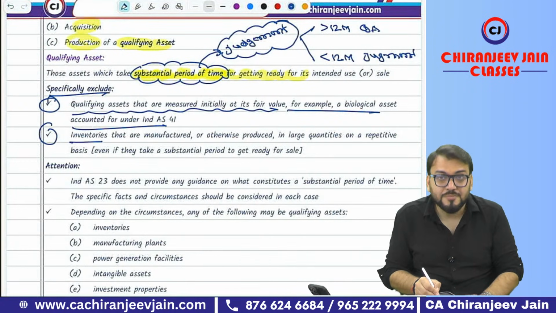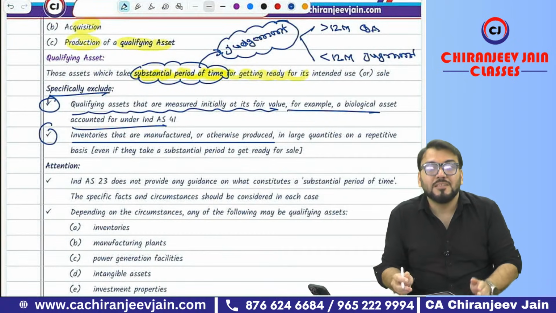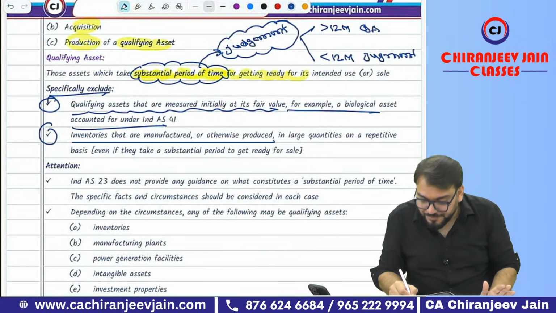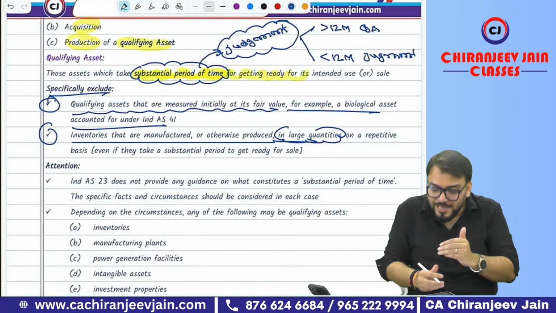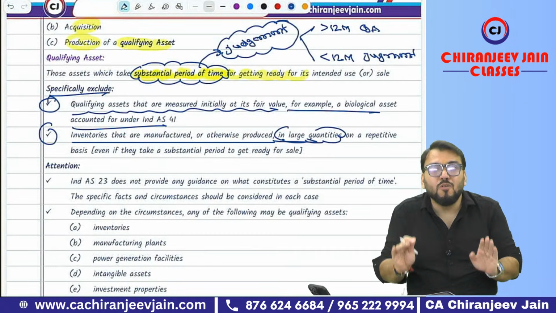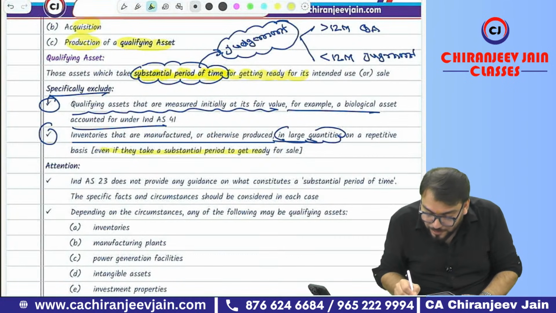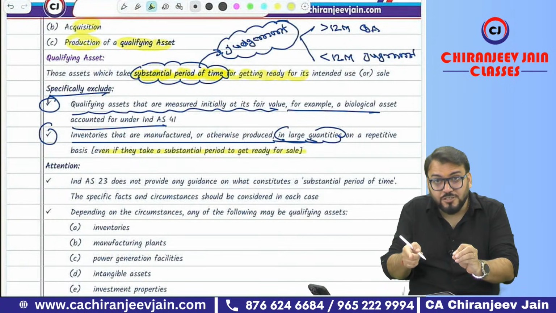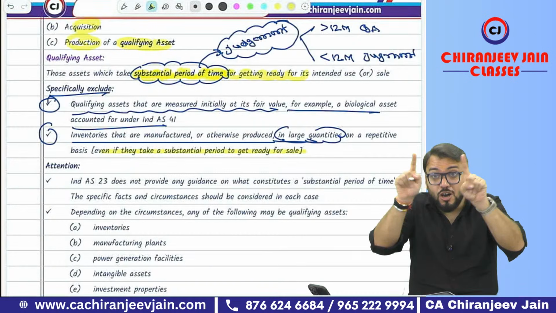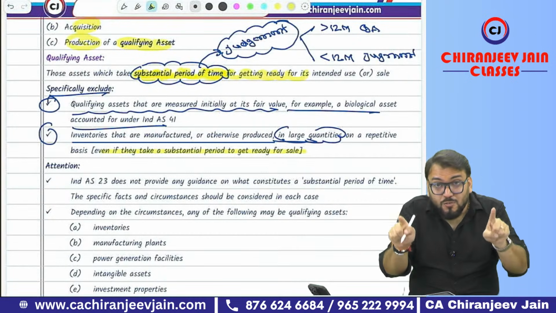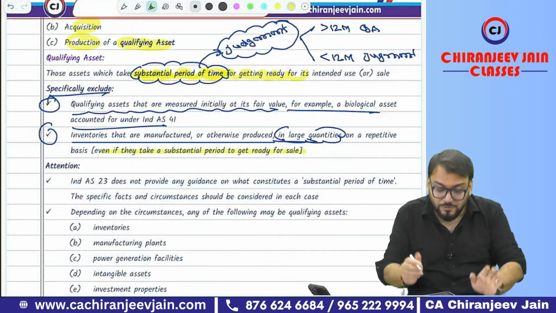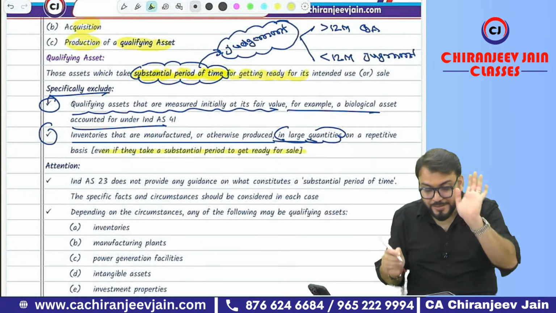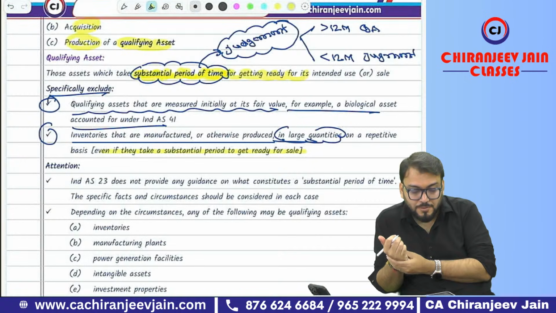And any inventory that is manufactured or otherwise produced in large quantity on a repetitive basis will not be a qualifying asset, even though it takes a substantial period of time to get ready for sale. So there is one exception for inventory. These two types of asset are excluded from the definition of qualifying asset. Understood? Correct? Any doubt about this?